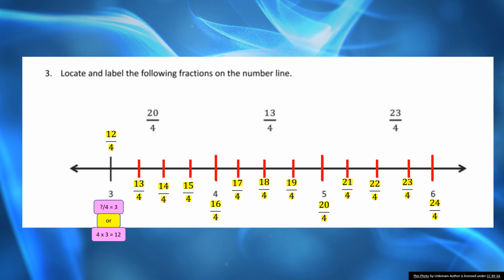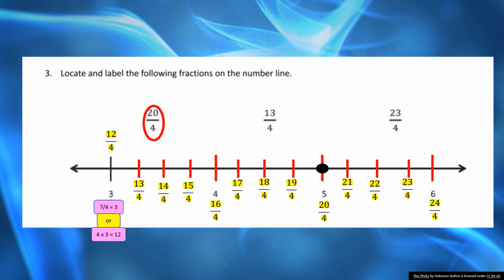Now that we've labeled our number line correctly, we need to locate these fractions that it asks us to locate. The first fraction we need to locate is 20/4. So once you locate 20/4, I want you to plot a point or place a dot on the line where 20/4 is located.